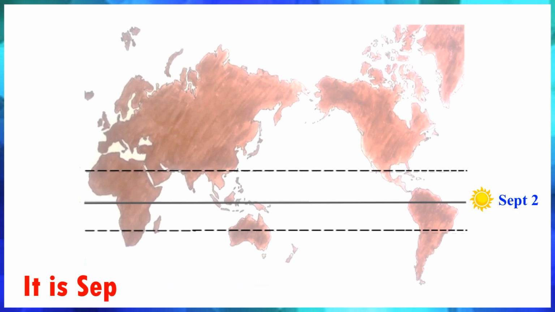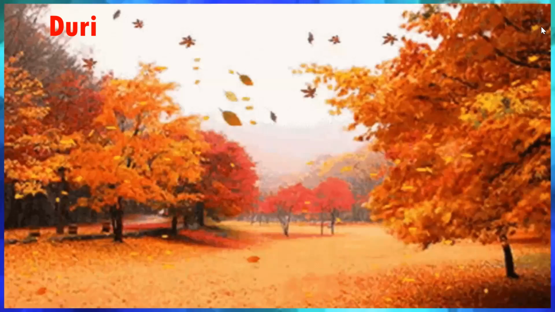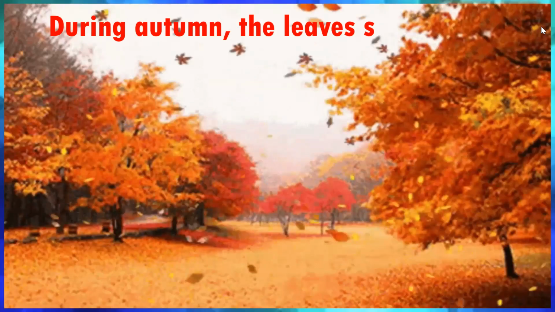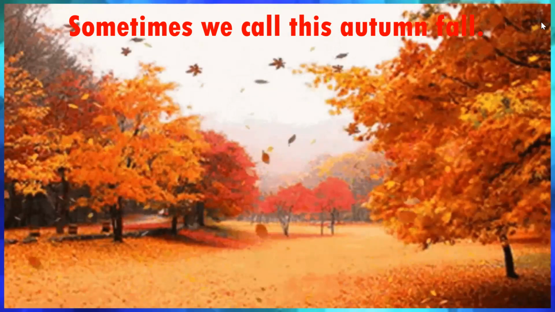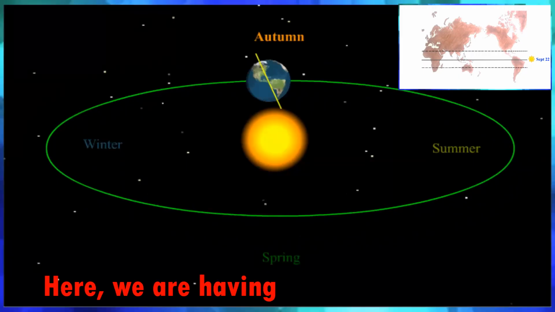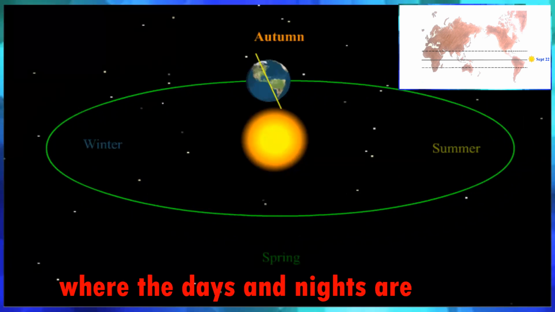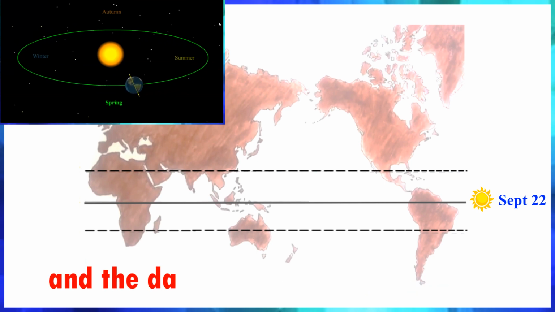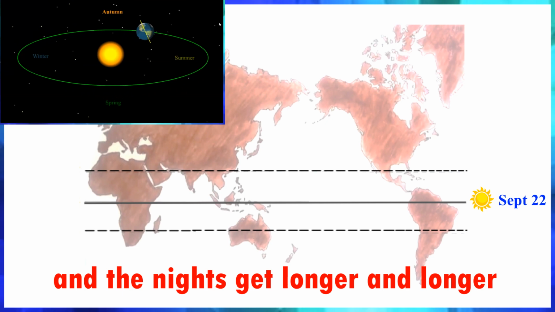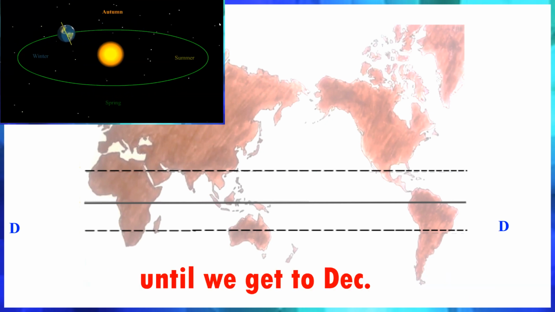It is September 22. We are having autumn. During autumn, the leaves start to fall. Sometimes we call this autumn fall. Here, we are having an autumn equinox, where the days and nights are equal. The Earth goes around the Sun and the days get shorter and shorter and the nights get longer and longer until we get to December 22.